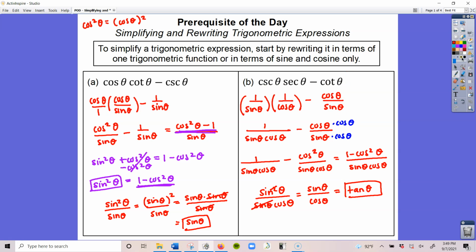Let's try another technique. So all I've done here is rewrite each of these trig functions using only sine and cosine, and then seeing what happens.